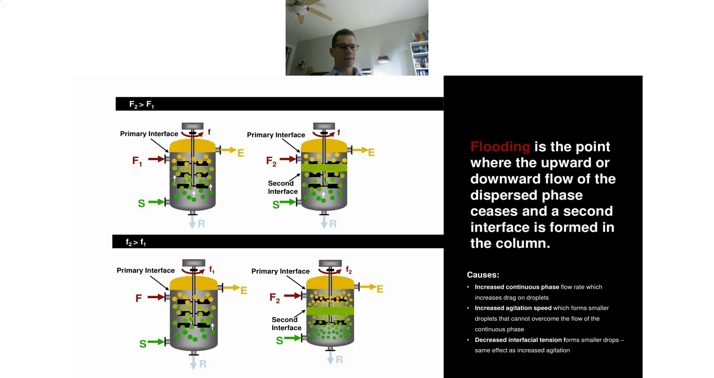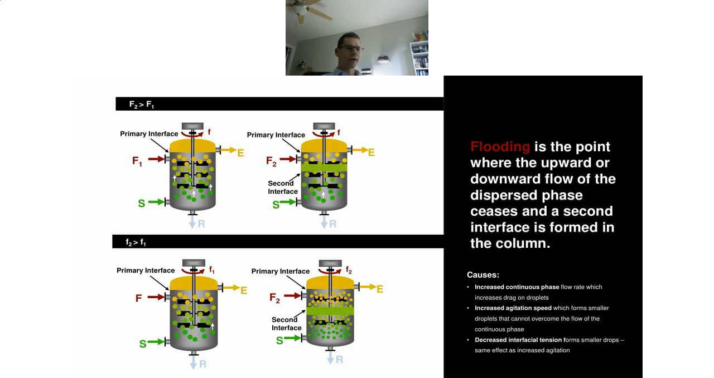The second thing is that the extraction column typically operates at its highest efficiency as you approach the flood point. So it's always good to know what that flood point is and to approach it so you can get the most efficient extraction during your pilot test. The last thing is that we also want to know how difficult it is to get an extraction process out of a flooding scenario.